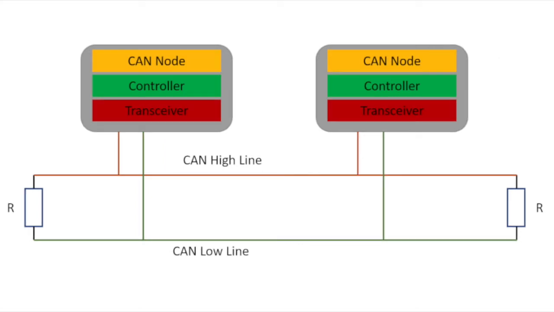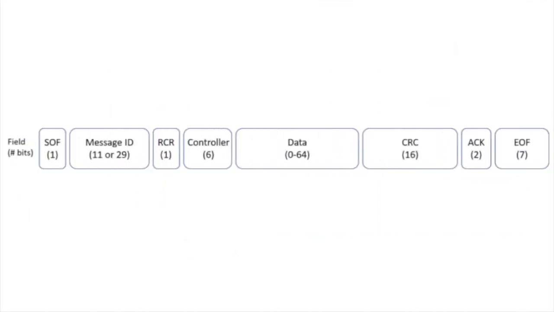Each CAN bus message in the CAN network is called a CAN frame. These frames can either be broadcast to all the ECUs in the network, or they can be directed to a specific ECU. The standard CAN frame has an 8-field format. These fields include the start of frame, the message ID, the remote transmission request, the control, the data, the cyclic redundancy check, the acknowledge field or confirmation field, and finally the end of frame.